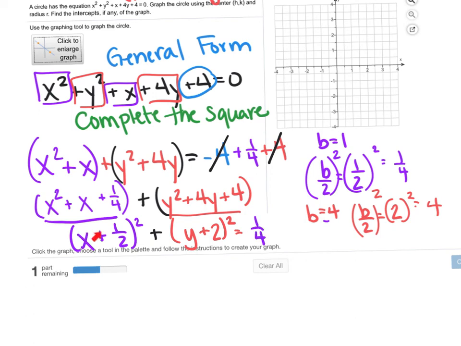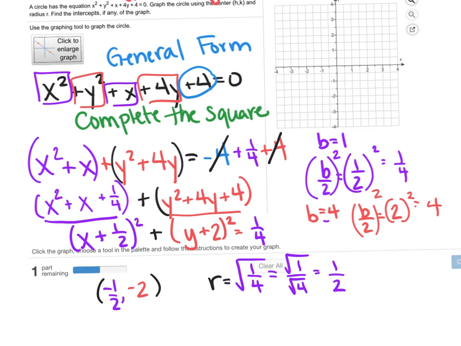And if you notice, this is in standard form, where I have a center at h and k, and I have a radius squared, r squared. So my center here, remember, flip this sign, that becomes a -1/2. Flip this sign, that becomes a -2. And then to find r, r is equal to the square root of 1/4. The square root of 1/4 is just the square root of 1 over the square root of 4, which is just 1/2. So your r is 1/2, your center is at -1/2, -2.